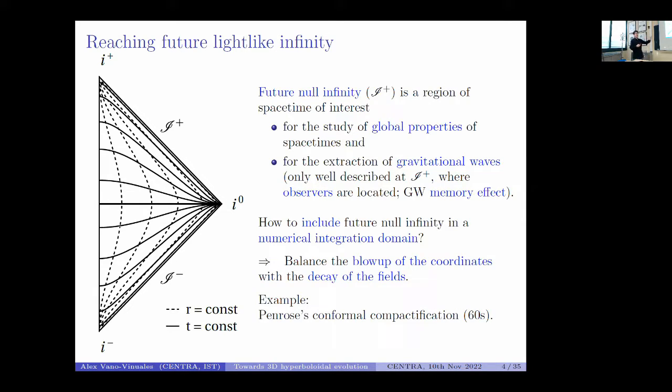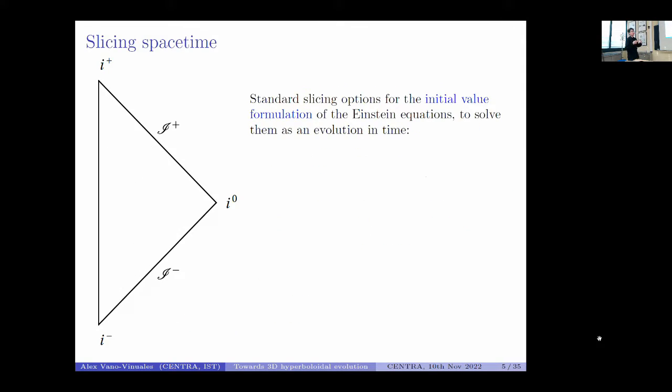Well, what we may do is include infinity in our numerical domain. So this is infinitely far away, so our coordinates are going to blow up there. However, our fields decay. So if we balance both effects properly, we will be able to have something we can work on. An example, the one I'm going to mostly focus on in this talk, is based on Penrose's conformal compactification from the 60s. And then let's see, how do we set up a numerical simulation?